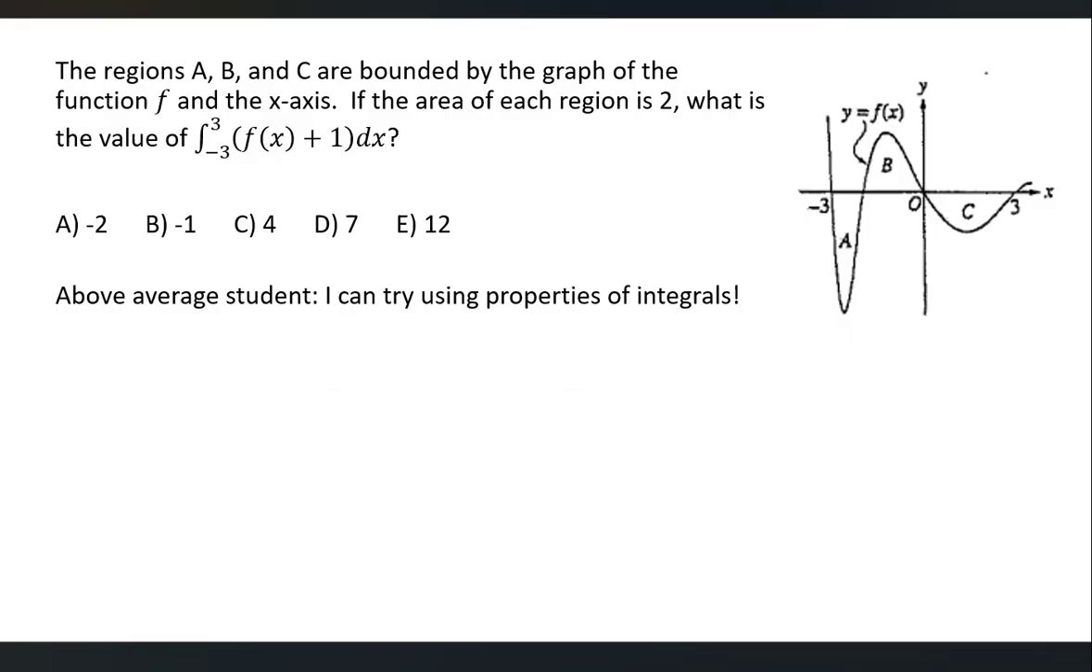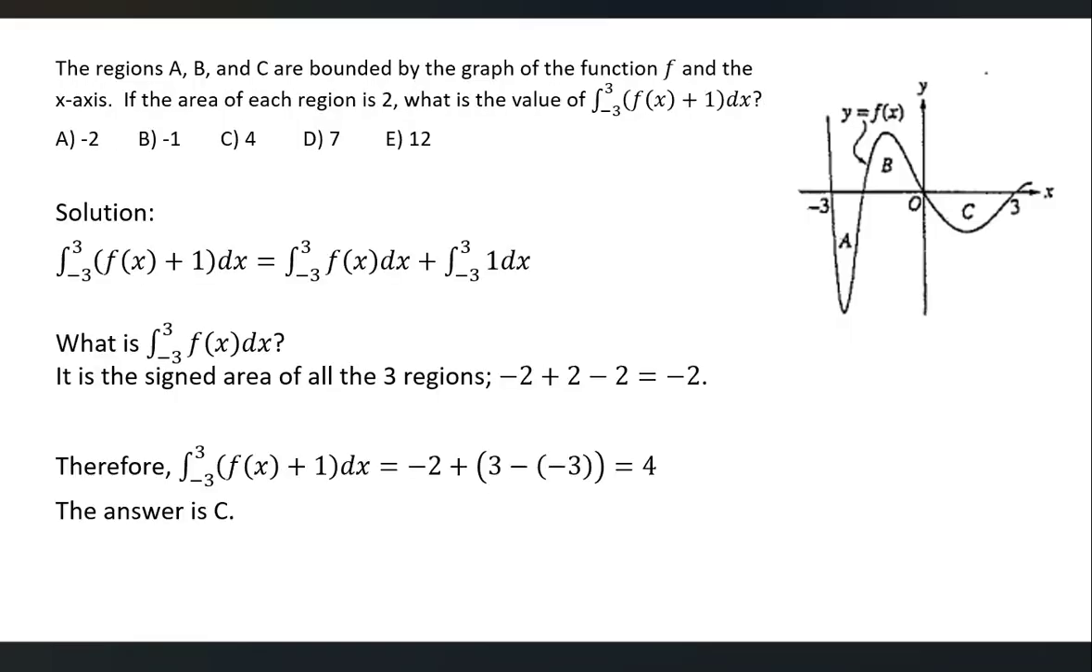Okay. Now, how do we use properties of integrals here? We can split up this integral that they gave us as the integral from -3 to 3 of f of x dx plus the integral from -3 to 3 of 1 dx, okay? So now we just evaluate the two pieces. What is the integral from -3 to 3 of f of x dx?